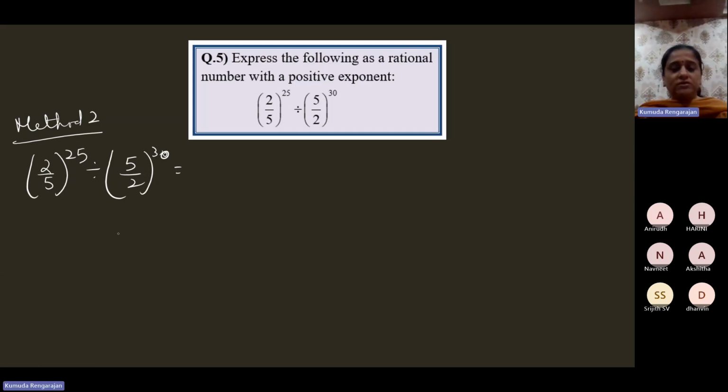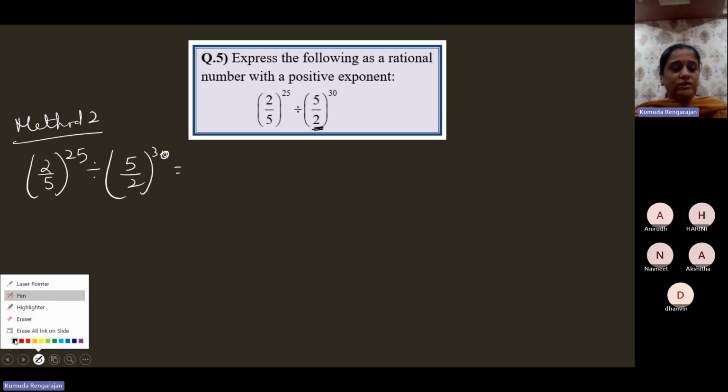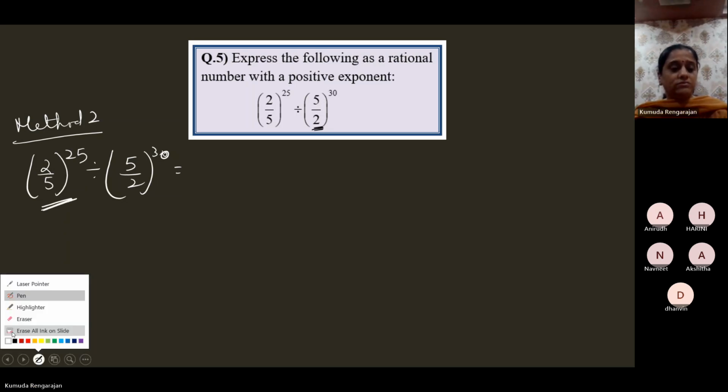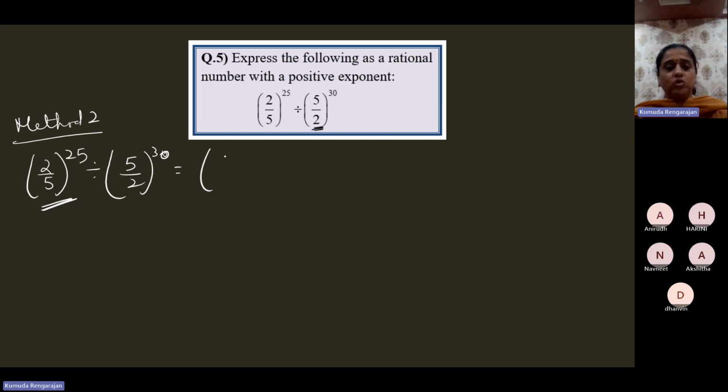Children, in the first method, what did we do? This 5 by 2, Ma'am, we made it 2 by 5. Okay, now we'll make this 2 by 5, 5 by 2. So tell me what's the equivalent of the first term here? If you write 2 by 5 as 5 by 2, the power will become minus 25, correct?